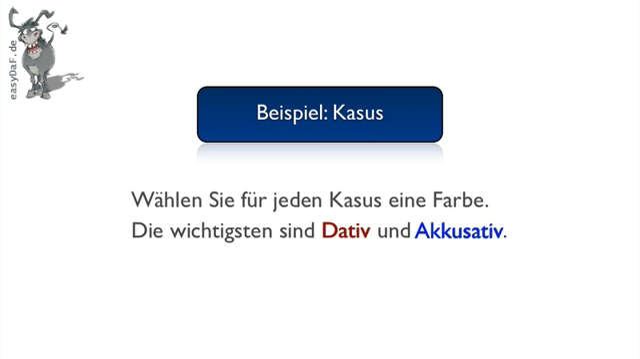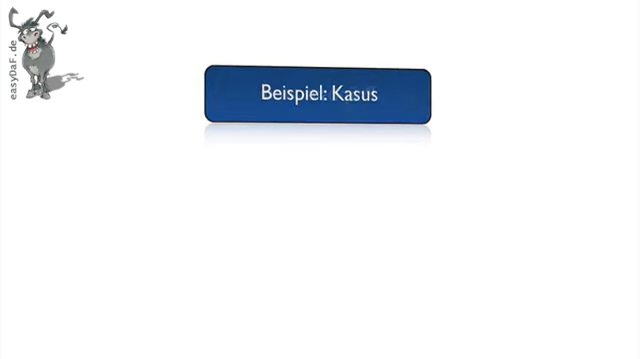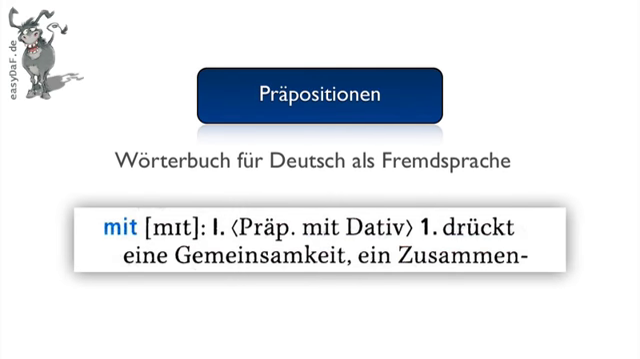Right now it's okay if you just set these colors and learn by heart that these 2 colors represent the 2 cases. If you have a look at my ebook Learn German with Mnemonics, I show you that it can be quite reasonable to use exactly those 2 colors. But for now it's enough if you just learn that dative is red and accusative is blue. Okay, let's go ahead and have a look at prepositions.